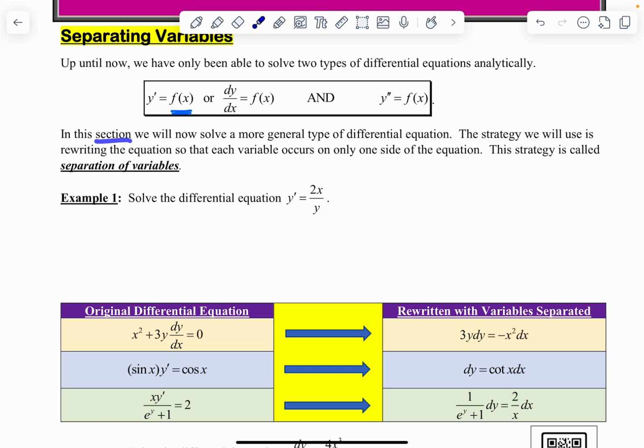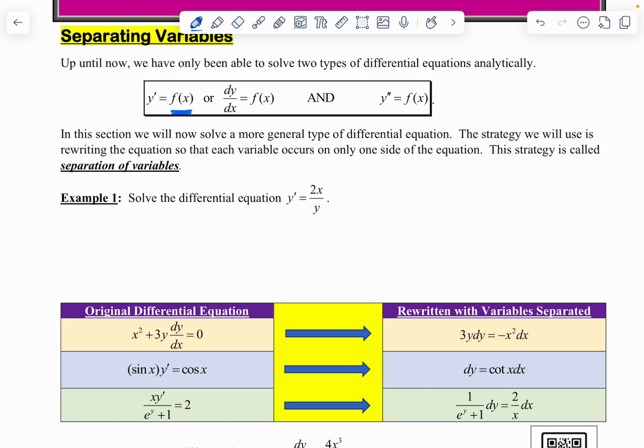In this section, we will now solve a more general type of differential equation. Differential equation just means a derived equation. The strategy we will use is rewriting the equation so that each variable occurs on only one side of the equation. This strategy is called separation of variables, which basically means that once you separate, you're able to integrate.